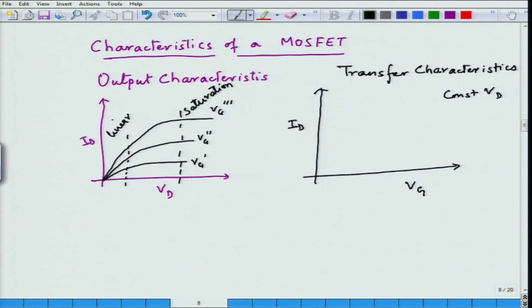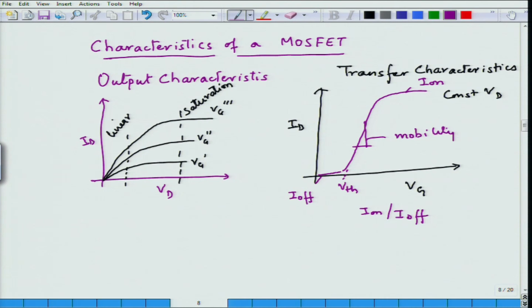We can plot the ID versus VG, and what we find is that for Vg up to the threshold, there is no increase in the current. At the threshold value, the current will increase and saturate for a constant Vd, and this particular point is the threshold for the MOSFET. We also define a current called I off, and this is I on. So, we define a ratio of I on to I off. The slope of this particular transfer characteristic gives us the mobility of the semiconductor.